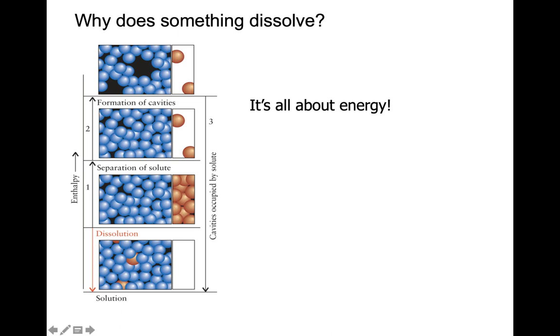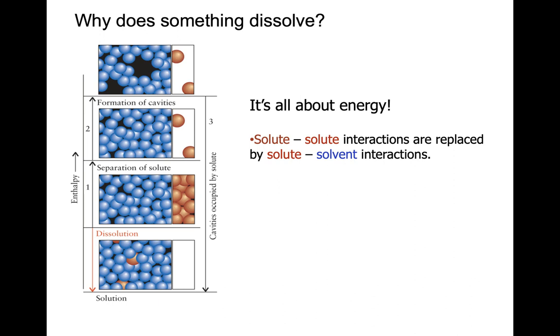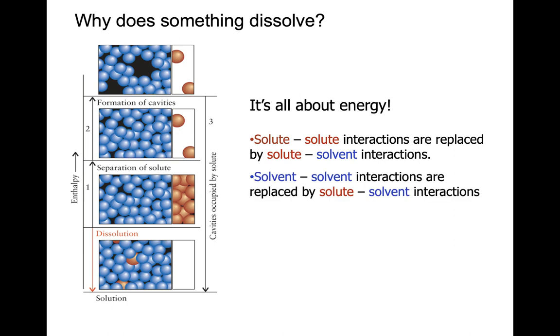And we also have to make holes in the water or our solvent, or formation of cavities, so we have a place to put those solute molecules. Both of those steps require energy. Once we start interacting our solute with our solvent, we get a decrease in energy once those cavities are occupied by solute. So essentially what's happening is that our solute-solute interactions are replaced by solute-solvent interactions, and our solvent-solvent interactions are replaced by solute-solvent interactions.